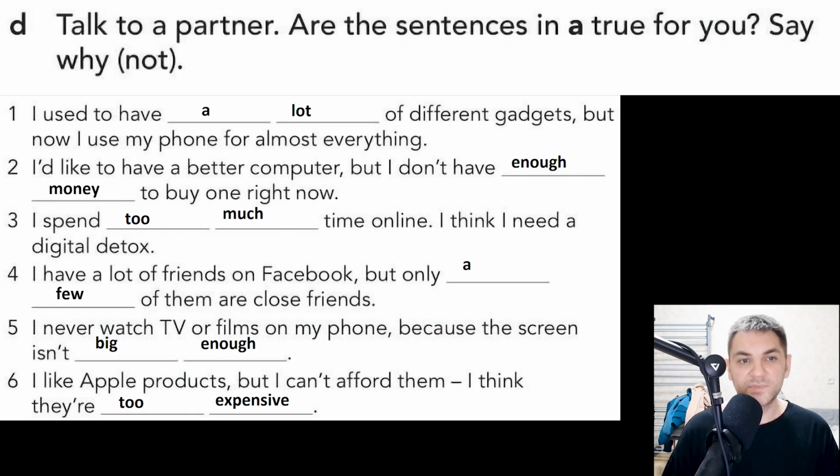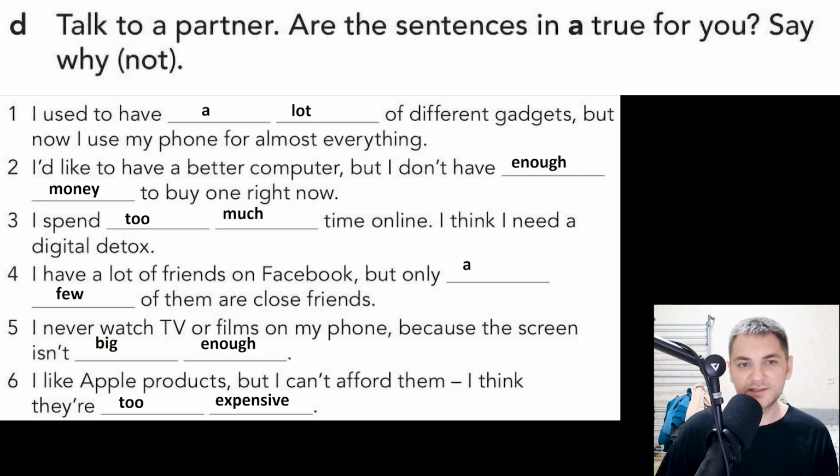Sentence 1. I used to have a lot of different gadgets, but now I use my phone for almost everything. Actually, this isn't true for me. I didn't used to have a lot of different gadgets. I have, and I've always had my computer. That's the device I use for almost everything. My phone is mostly for news and messages. What about you? Did you used to have many gadgets? Do you use your phone for everything now? Think about it.